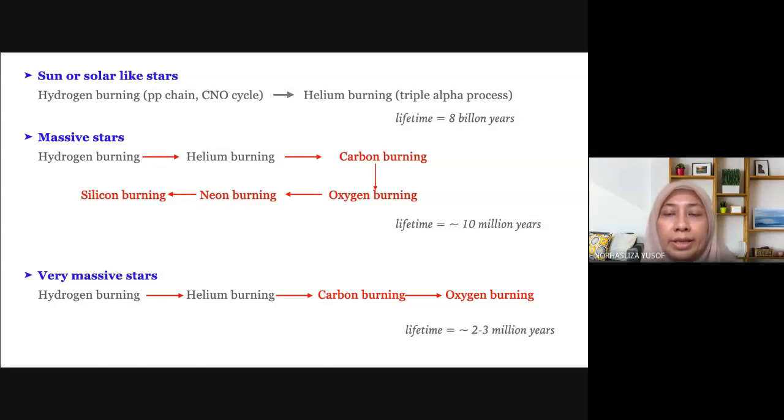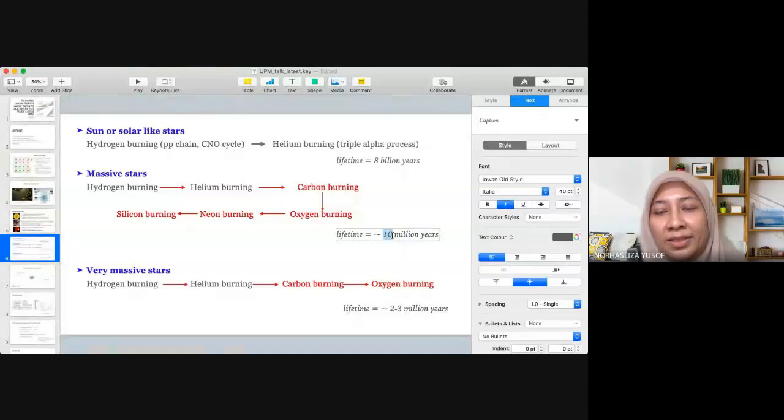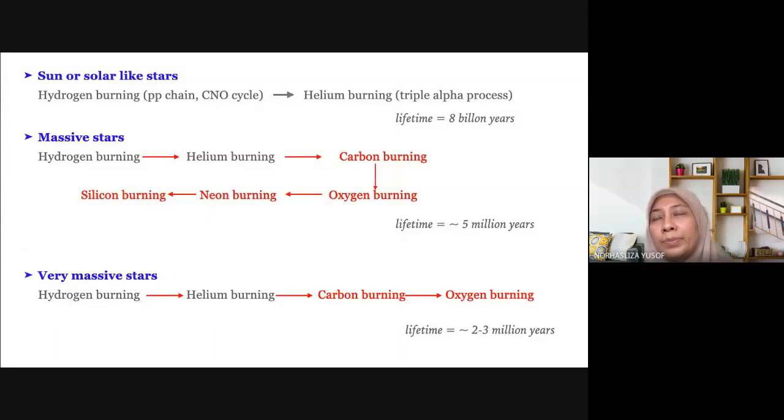Oops, sorry, not 10 billion years. I'm going to change that a bit. It's approximately around 5 billion years, okay? This is because the lifetime of a massive star is shorter. To put it simply: when the star is larger or more massive, the lifetime or age of the star becomes shorter.